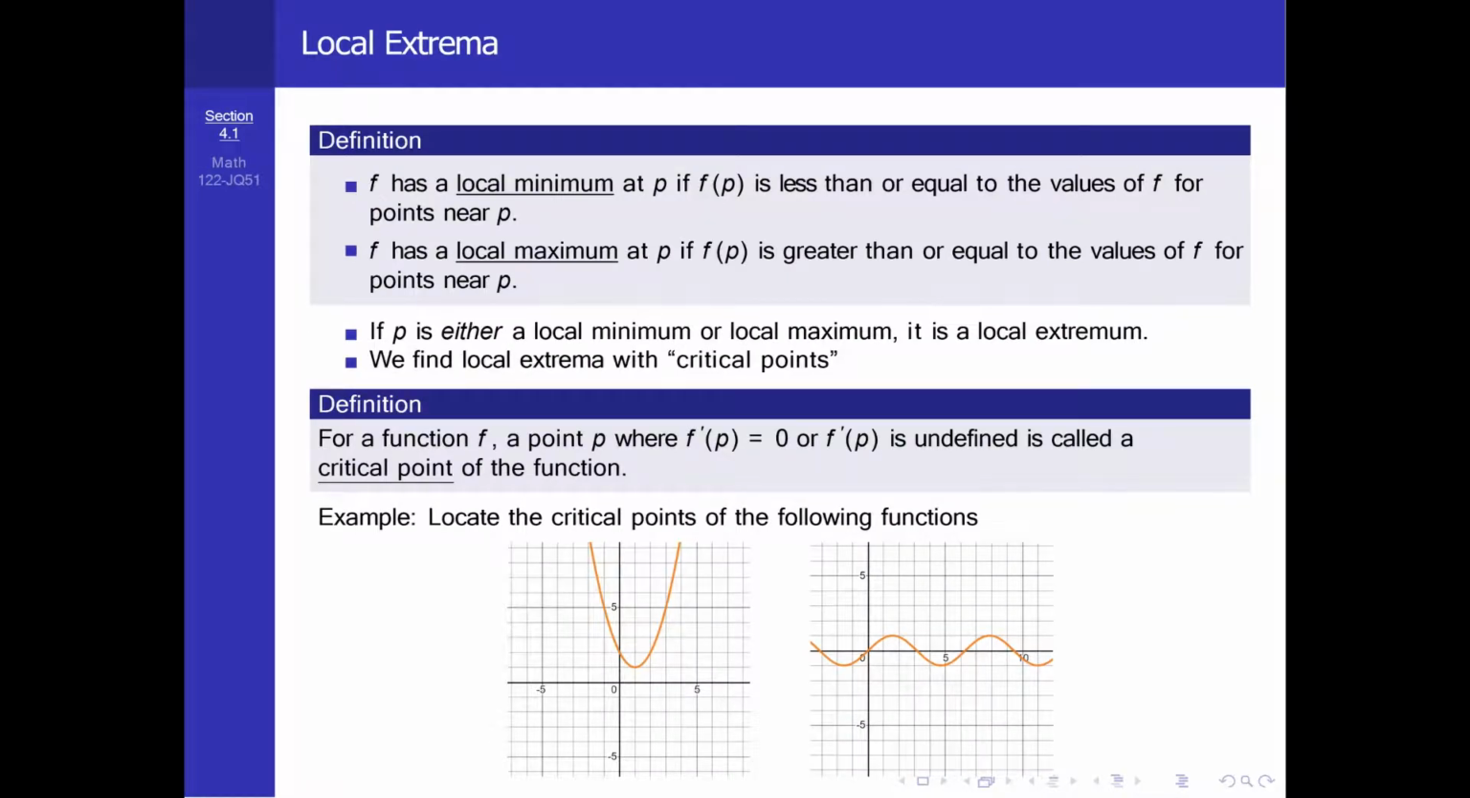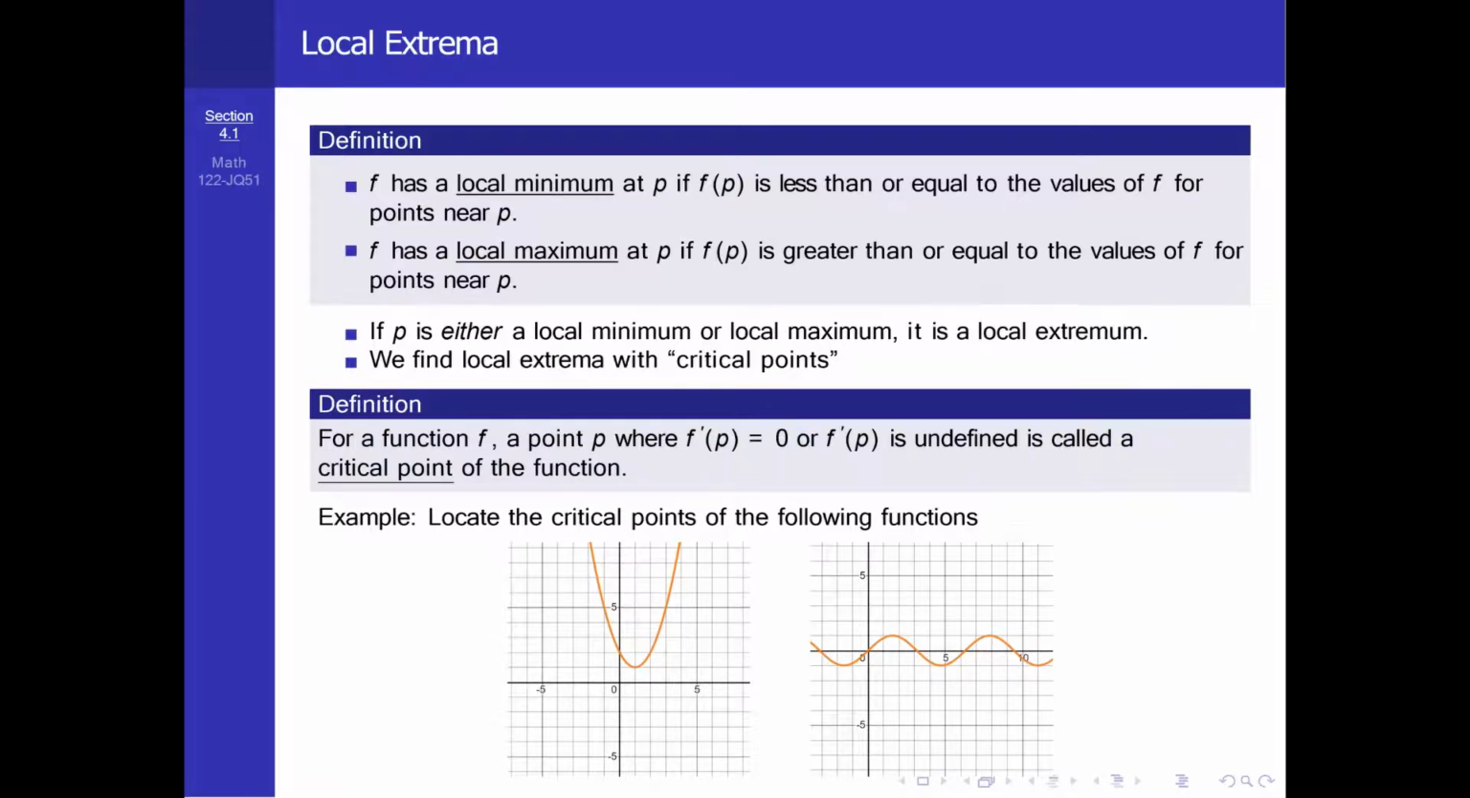Okay, so this was kind of an informal introduction to the topics for this chapter. So I'll give you a definition of what a local extremum is. First off, f has a local minimum at a point P if f of P is less than or equal to the values of f for all of the points near P. So this is really just a fancy way of saying that the point f of P is kind of the bottom of a valley on the graph.